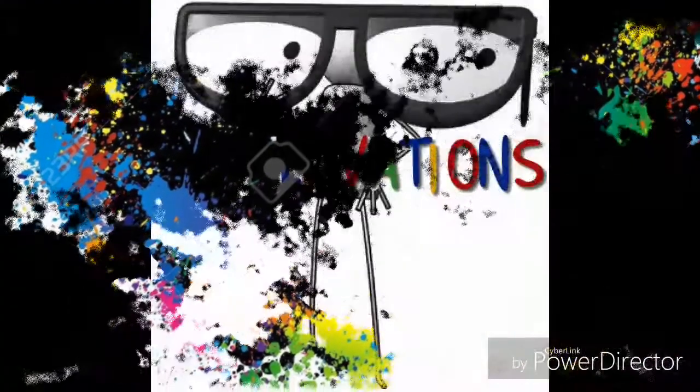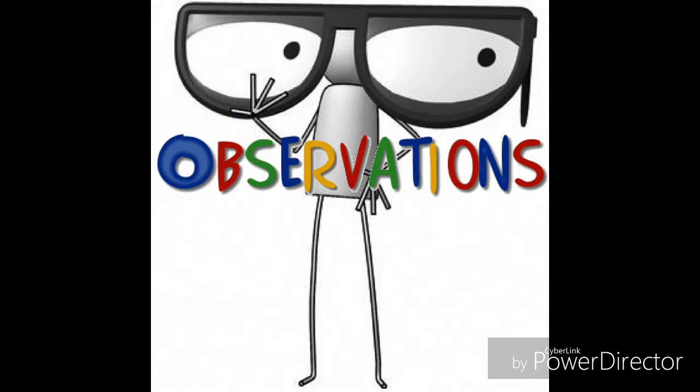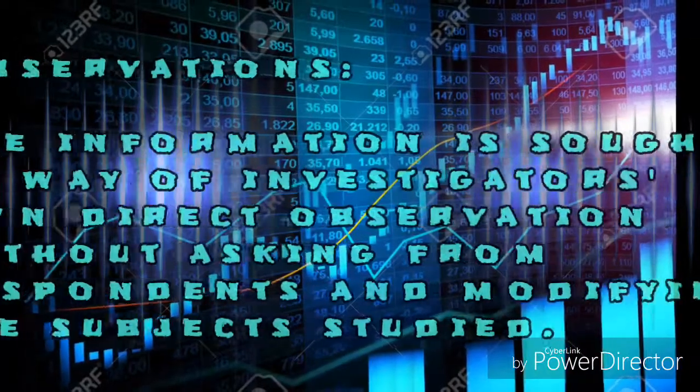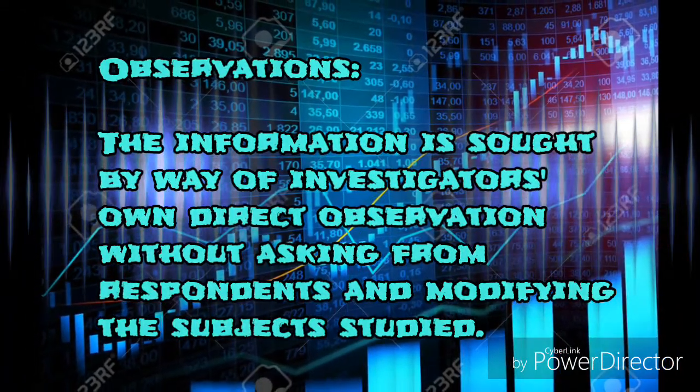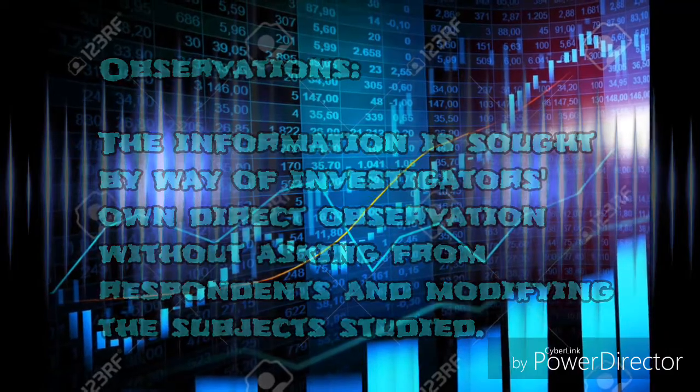The next way to obtain primary data is by observations. In observation, the information is sought by way of the investigator's own direct observation without asking from respondents and modifying the subject studied.